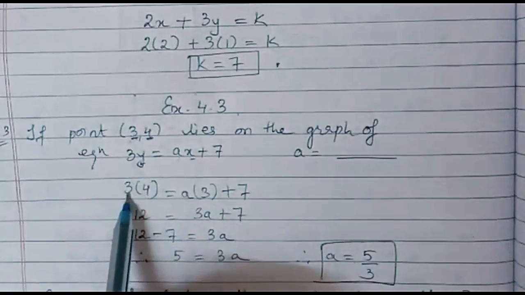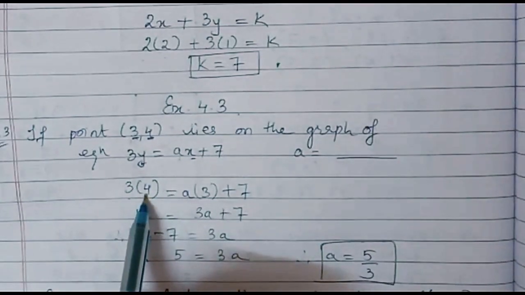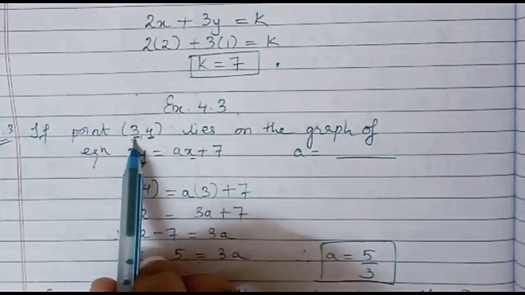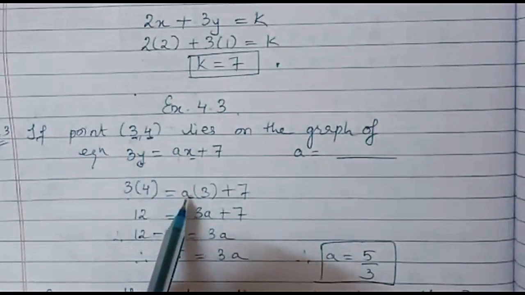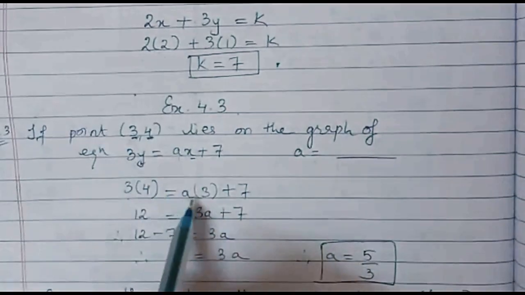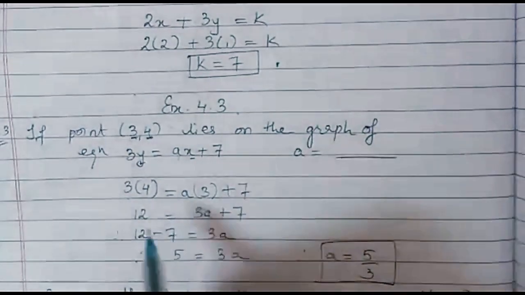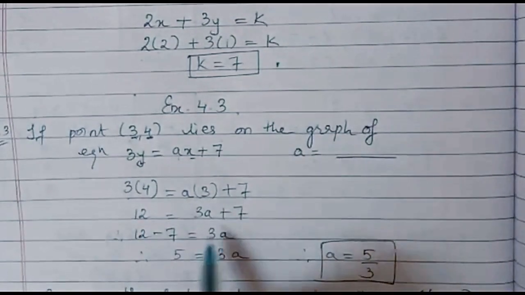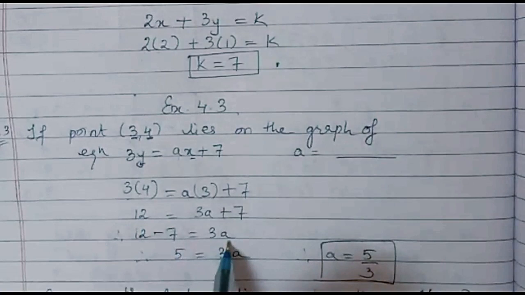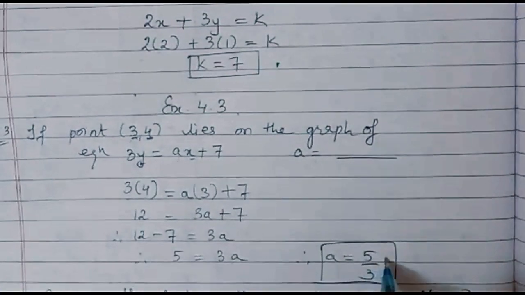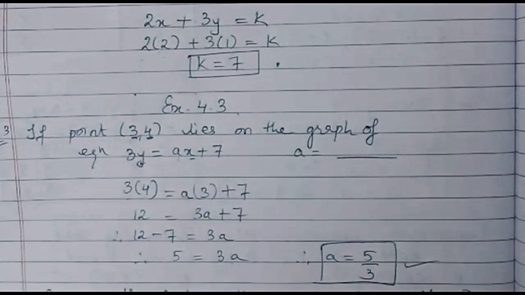So placing 3 into 4, don't get confused here. The value of y coordinate is 4, so don't write 3. Please see properly. Same way, a into x, the x coordinate is 3, so a into 3 plus 7. So we will get 3 4s are 12 is equal to 3a plus 7. So 12 minus 7 is equal to 3a. So 5 is equal to 3a, and we get the value of a as 5 by 3.